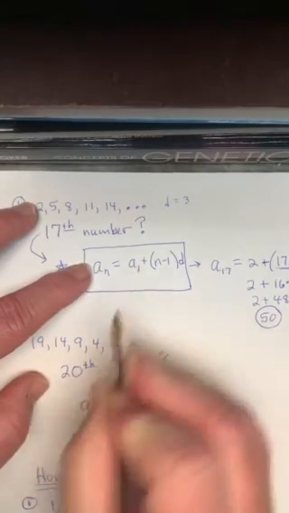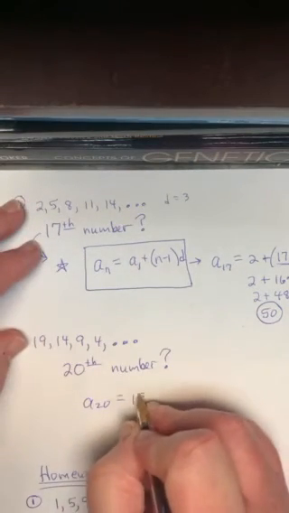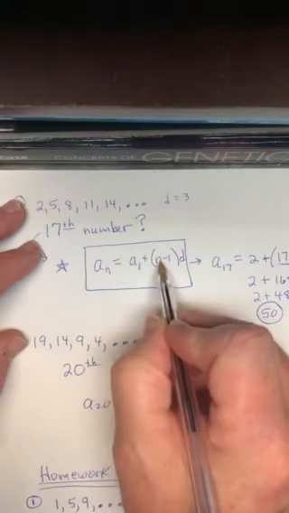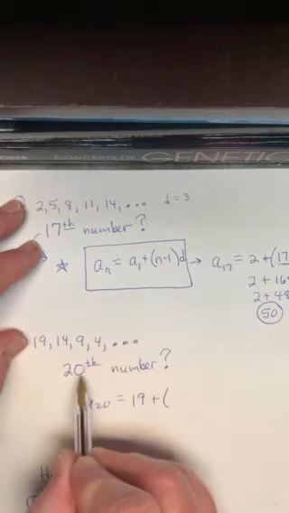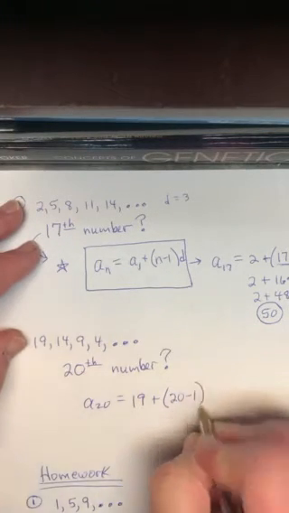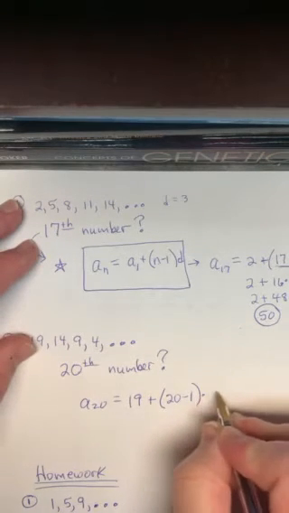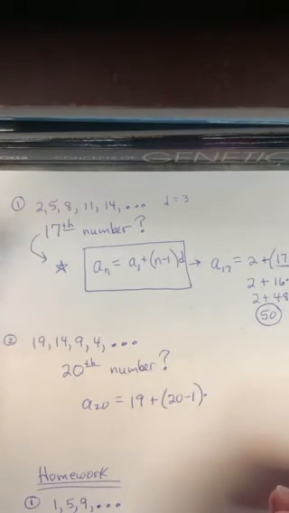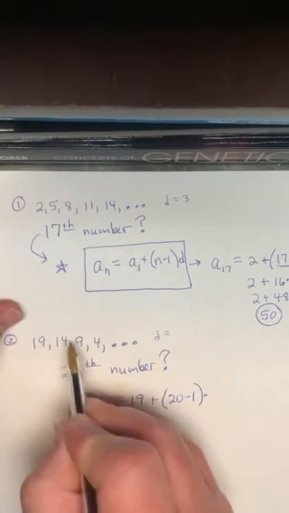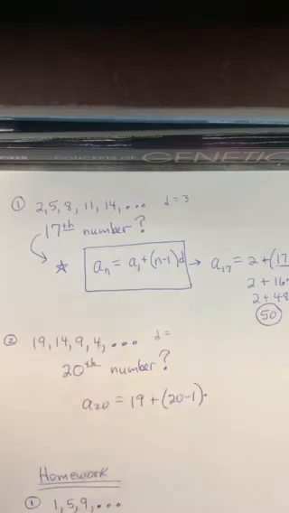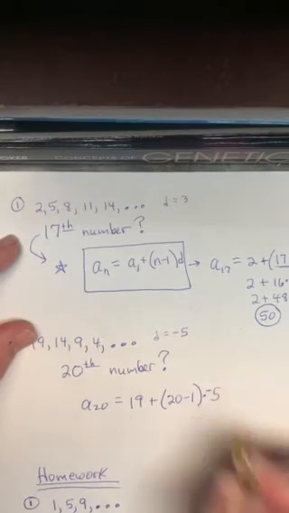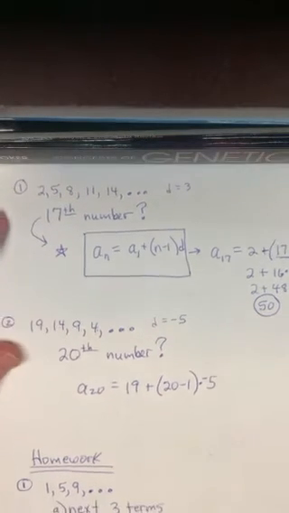A1 is the first number. What is my first number here? 19 plus parentheses. Now careful, it says n, doesn't it? Oh, we were looking for the 20th number. So n would be 20 minus 1 times d, the common difference. Now careful. The difference here is not 5. The numbers are getting smaller, aren't they? I'm adding -5 each time. Oh, so -5 is what I put in for the common difference.